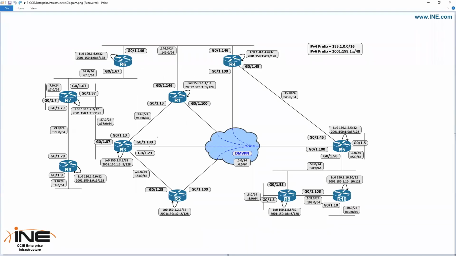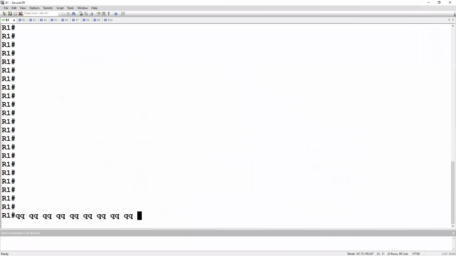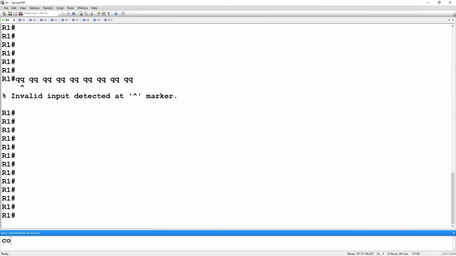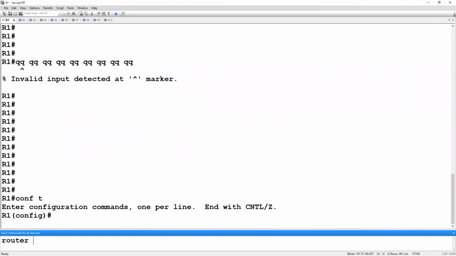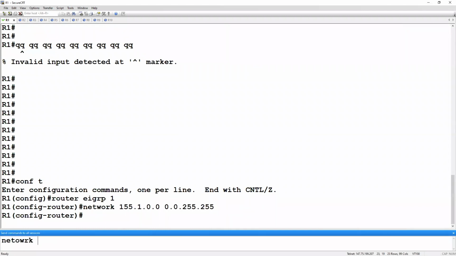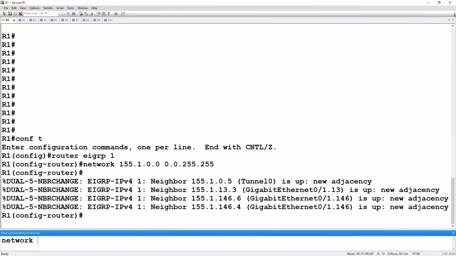Okay, for our underlay unicast routing, we're going to be running EIGRP here. So it's going to be just a simple configuration that I'm going to be doing on all the routers at the same time. So we're going to go to global config. We're going to go to router EIGRP 1. We're going to issue a network statement for the transit interfaces, which are 155.1.0.0, and then also the loopbacks, which are 150.1.0.0.